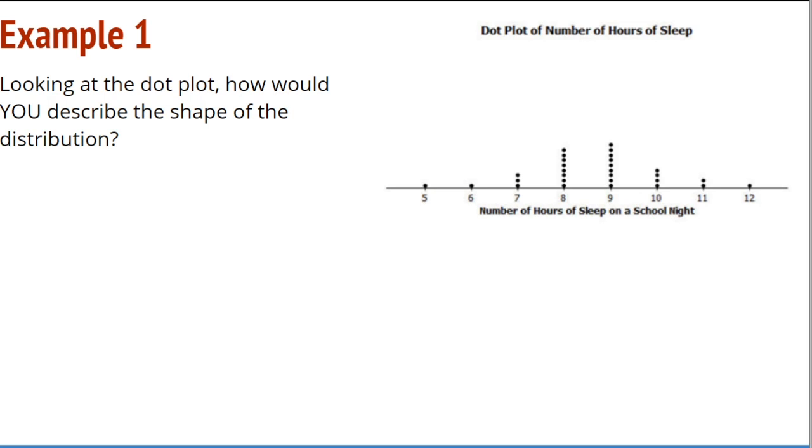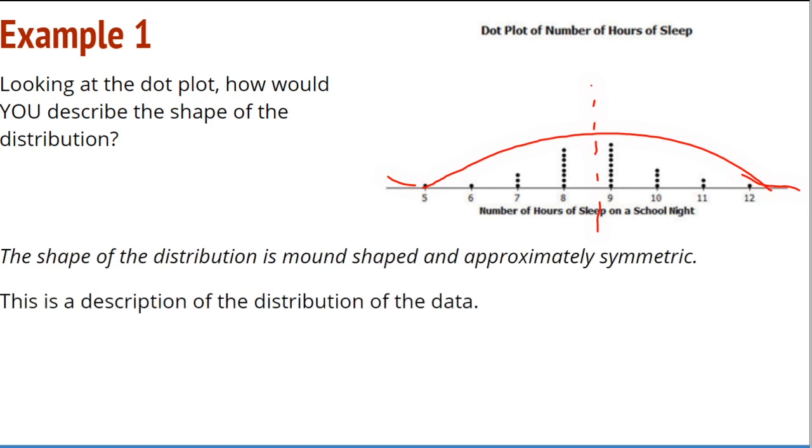Looking at the dot plot, how would you describe the shape of the distribution? And this goes back to lesson 4. Well, if we draw kind of the outline here, we have kind of a mound shape. And if this is our center, it looks symmetric. So the shape of the distribution is mound-shaped, and it's approximately symmetric. We have about the same amount of data on both sides of the center. So here we have a description of the distribution of the data. So we have looked at a measure of center, or a description of the center. We have looked at the spread, and we have looked at the distribution.